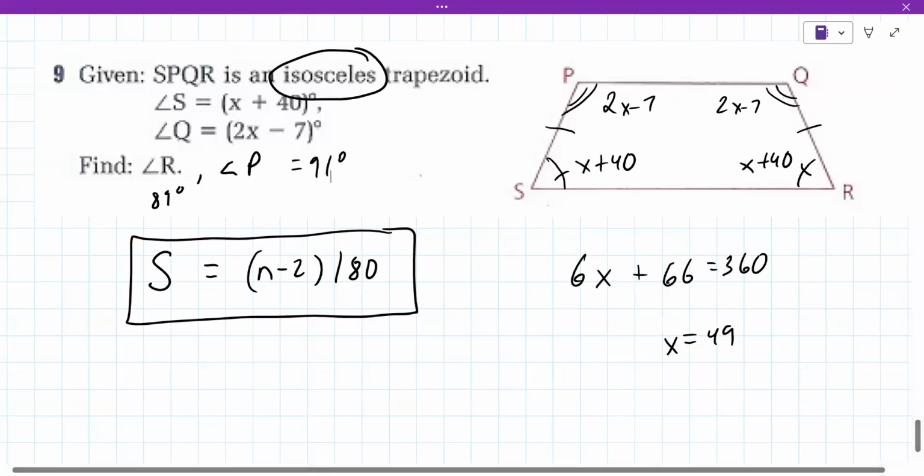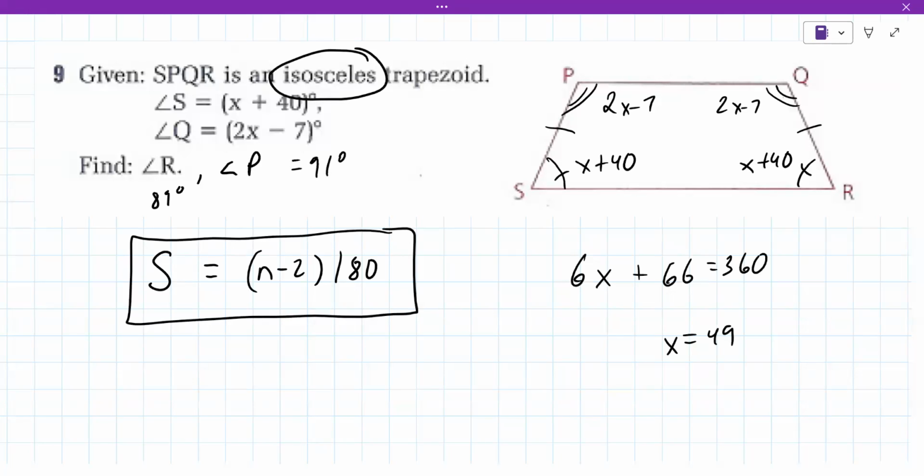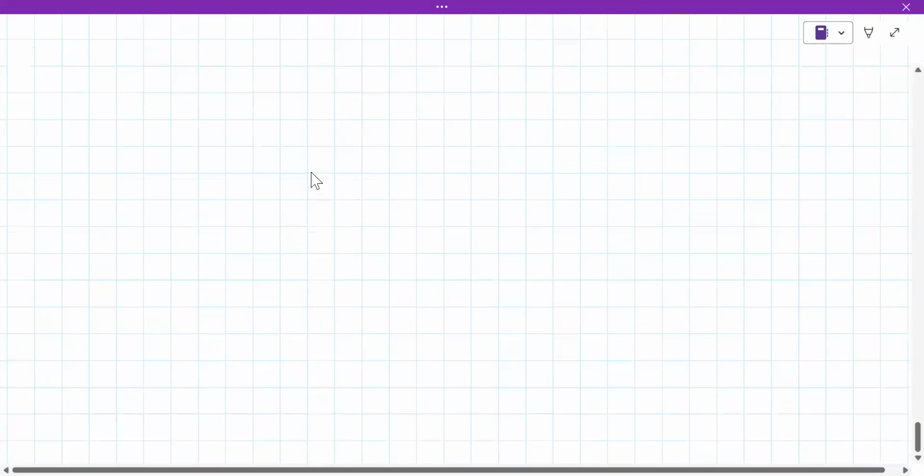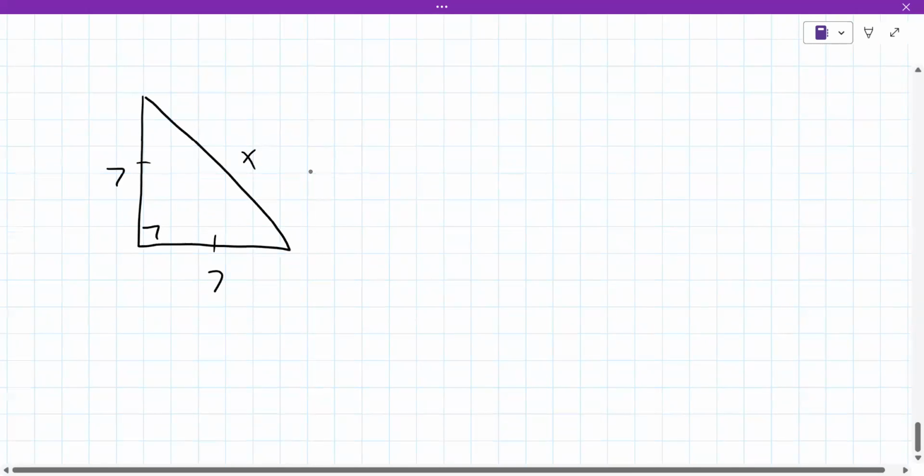Right. So we're doing a good job here. We're remembering a bunch of formulas and things like that. You were asking about 45, 45, 90 triangles. I'd like to briefly talk about those. So let's say this is 7 and this is 7. Do you remember the value of the hypotenuse from the two legs in a 45, 45, 90 triangle?